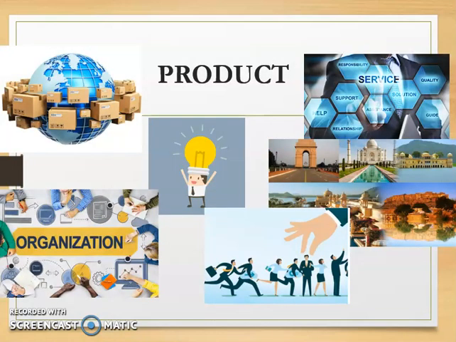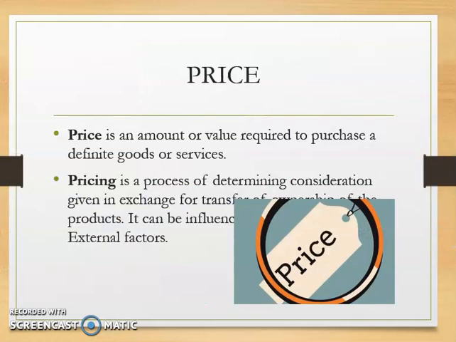So product is actually a bundle of all kinds of satisfaction that is offered in the form of economic utilities to satisfy a group of customers. So when the consumer is satisfied, it is in the form of goods or ideas or service or the organization, person, or the place. It could be anything which will be defined as a product. Now we are going to see price. Price is an amount or value required to purchase a definite good or service.